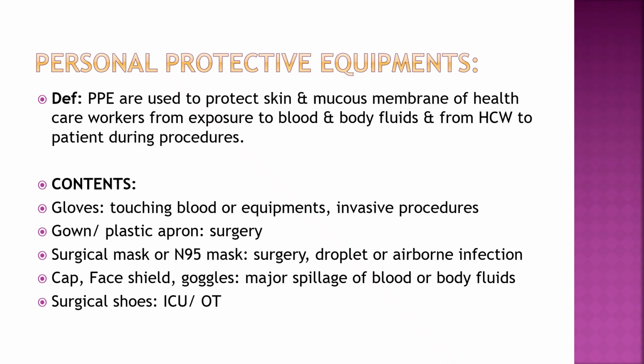So the contents are gloves. When you're touching blood or equipment, or doing invasive procedures, you have to use gloves, and a gown or plastic apron during surgery. A surgical mask or N95 mask is used during surgery or for droplet or airborne infection. Cap, face shield and goggles are used when major spillage of blood or body fluids is expected, and surgical shoes in the ICU or operation theatre.